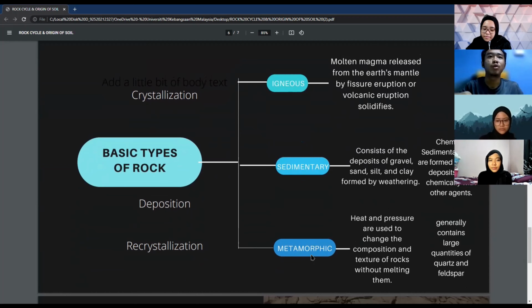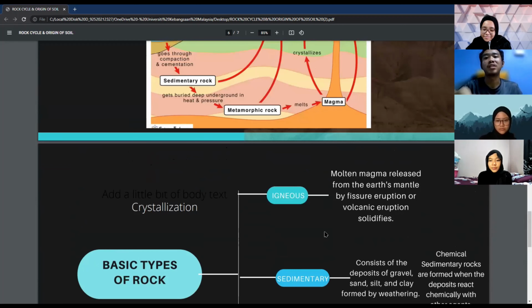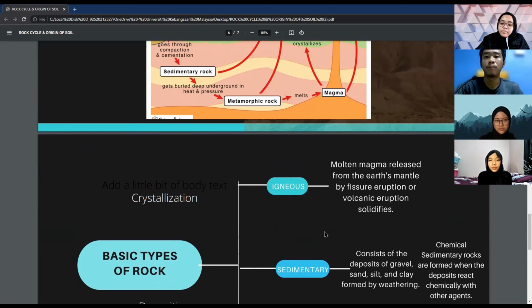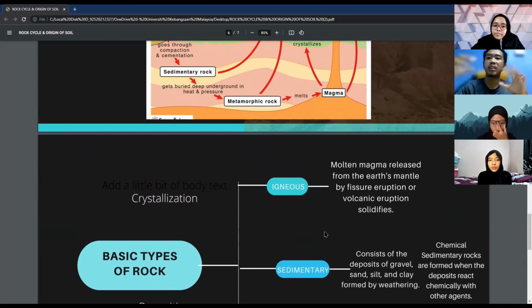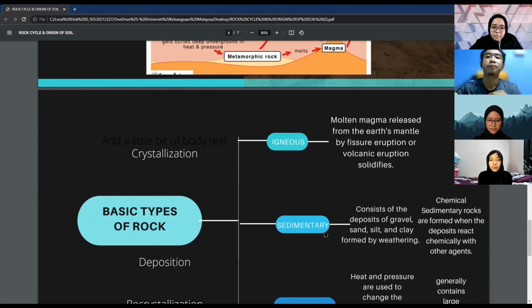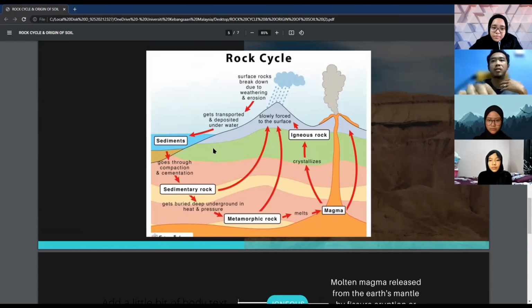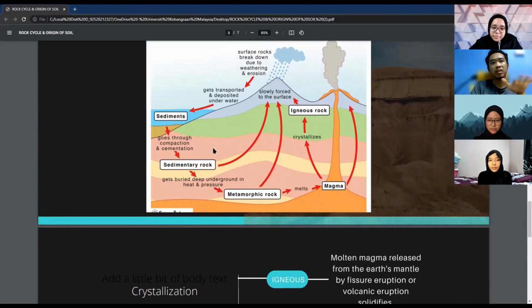Okay, we go to the sediment. Okay, what is a sediment? Okay, a sediment consists of the deposit of gravel, sand, silt, and clay formed by weathering. And chemical sedimentary rocks are formed when the deposit reacts chemically with other agents. So it will react with another chemical when transported underwater.